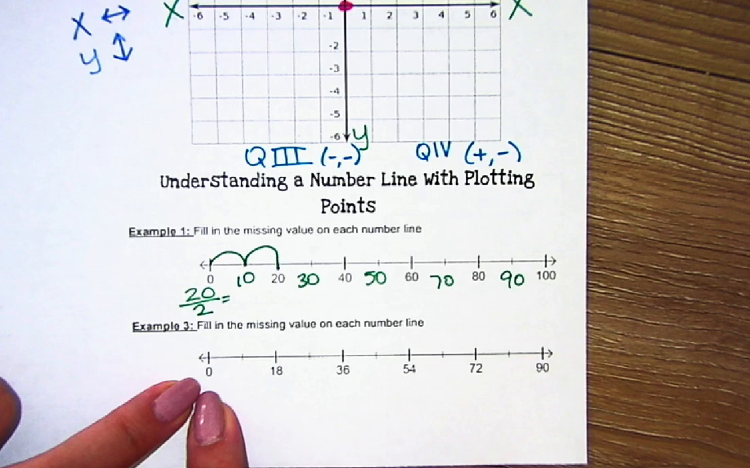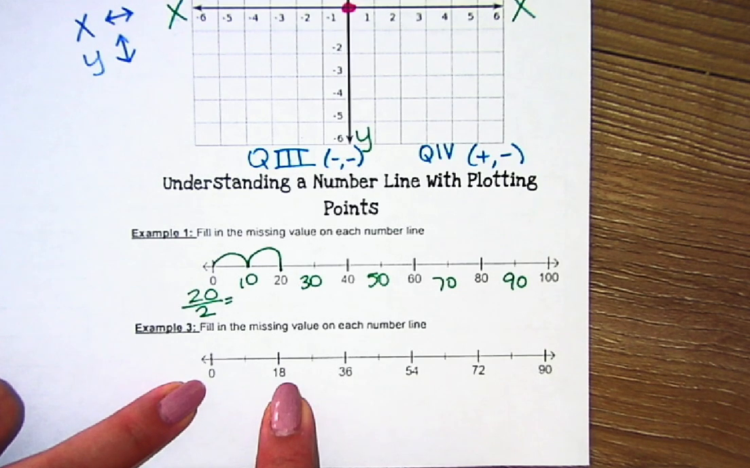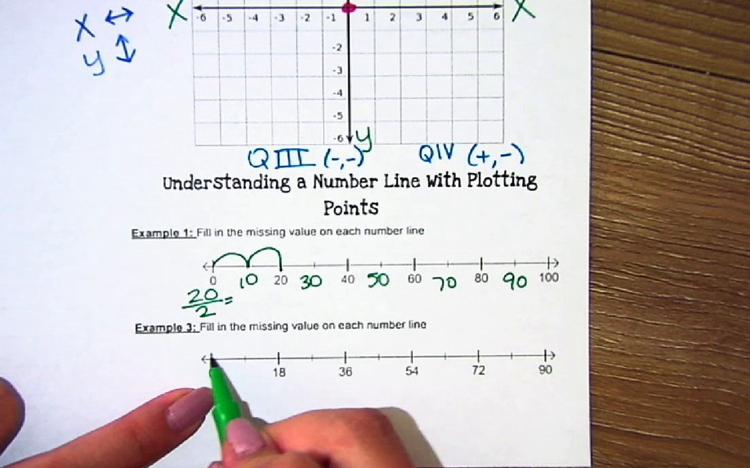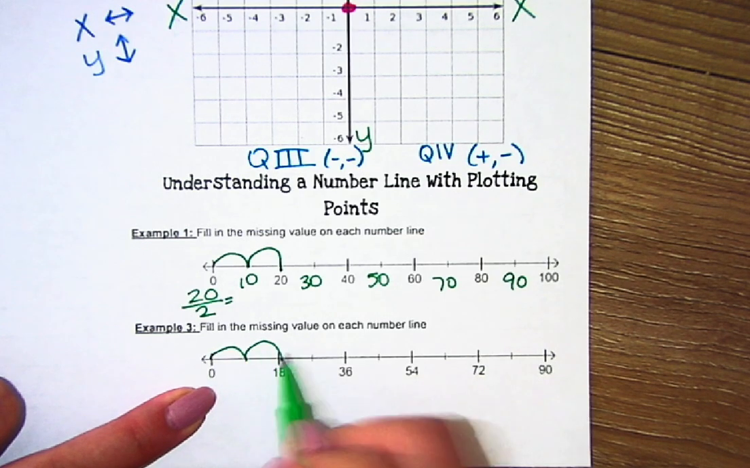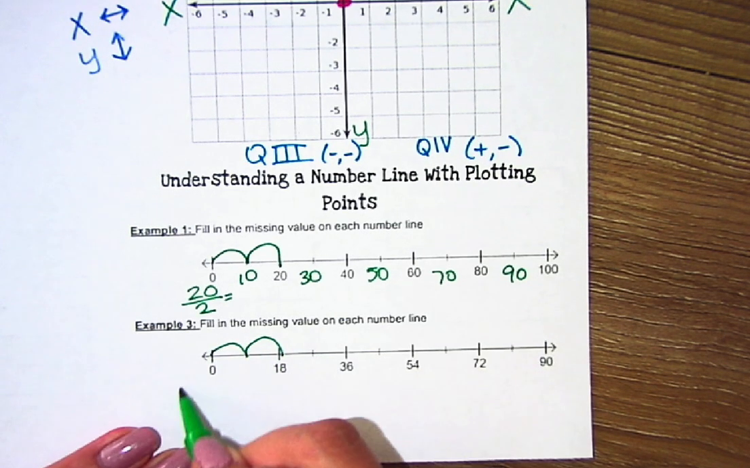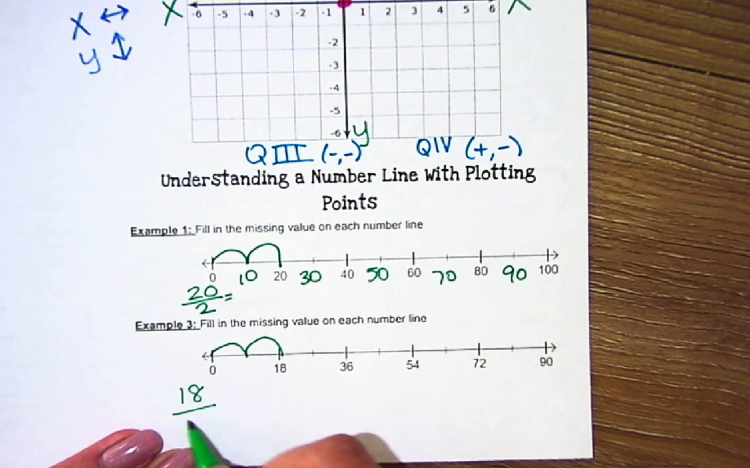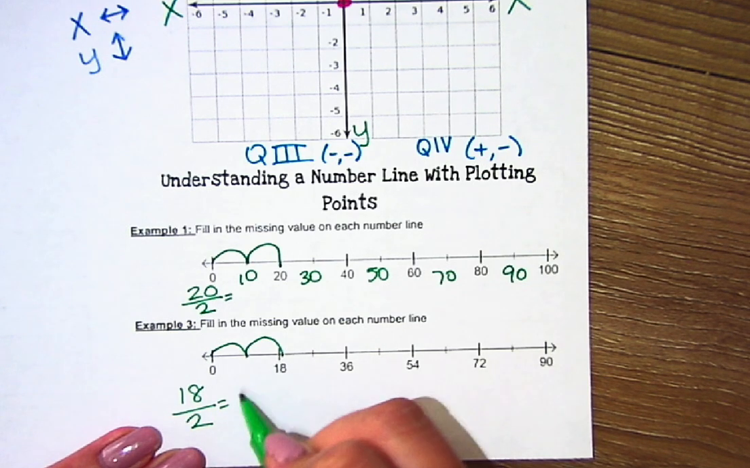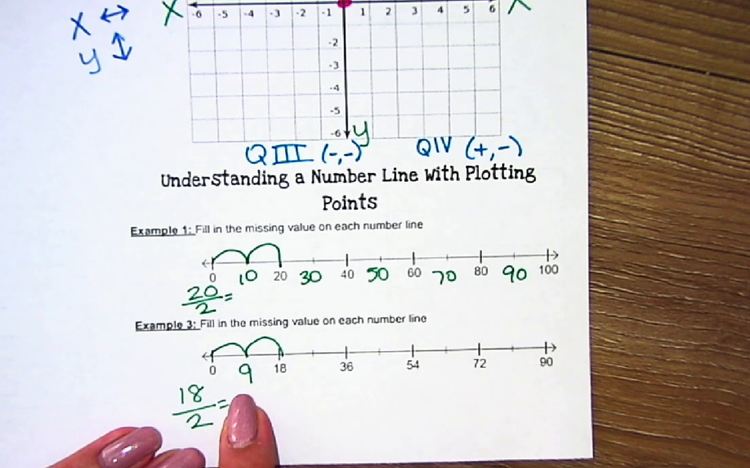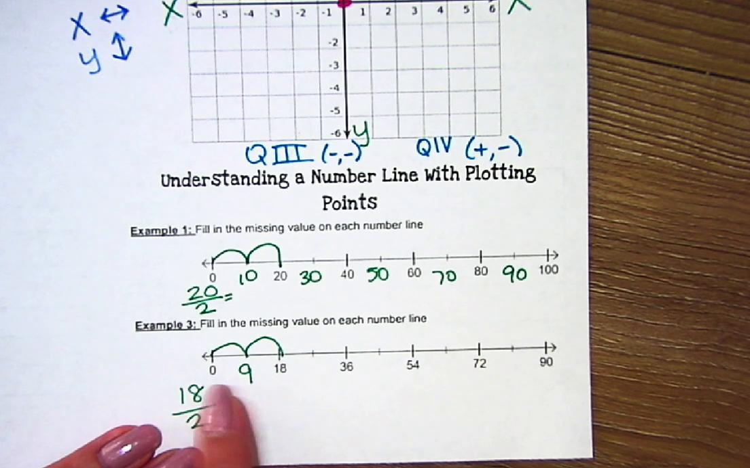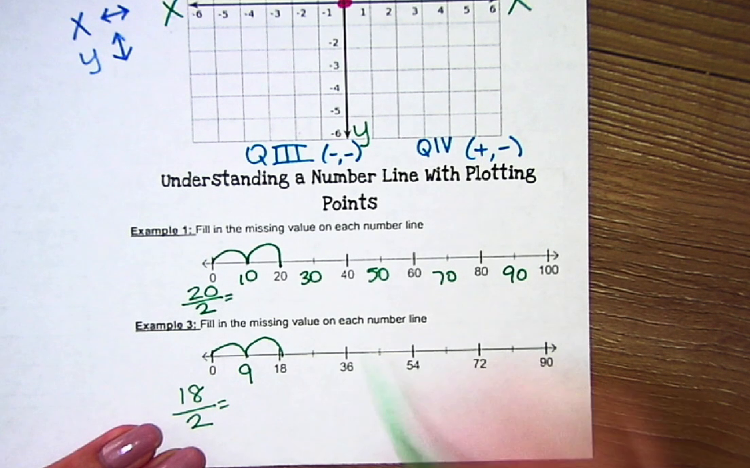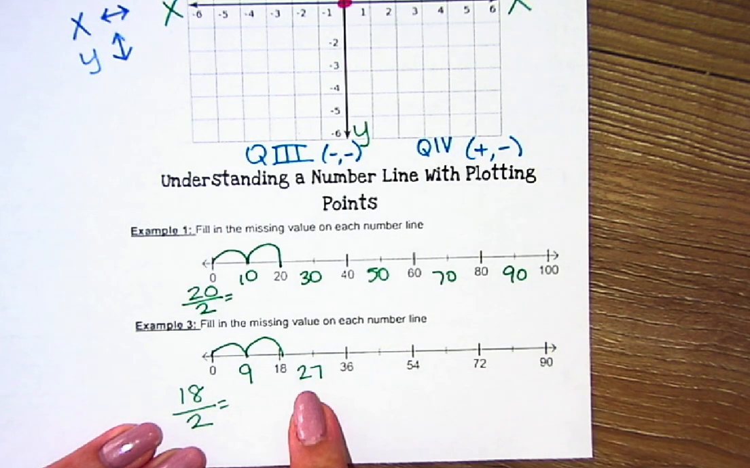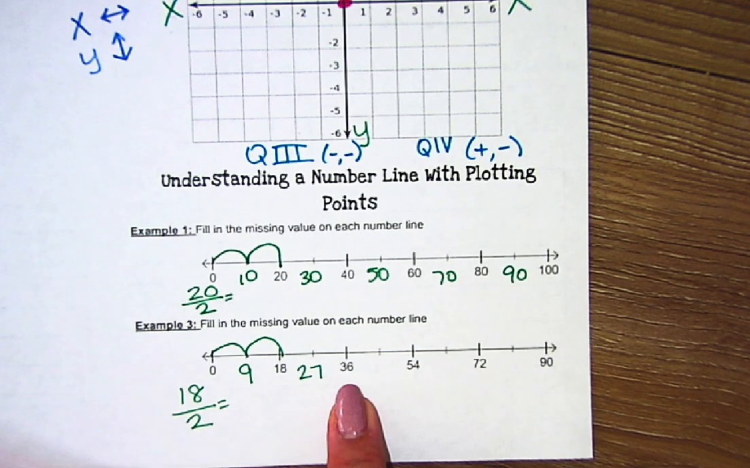It goes from 0, it skips, it goes to 18, then 36, 54. So we're going to count our jumps. 1, 2. So that means I'm going to use this 18 and divide by 2. 18 divided by 2 is 9. So I just figured out the first increment. So it's going by nines. So 9, 18, 27, 36, and so forth, right?